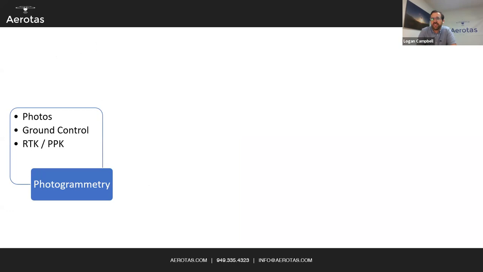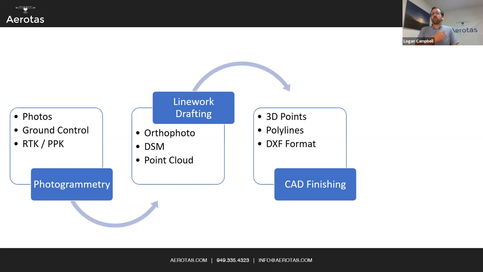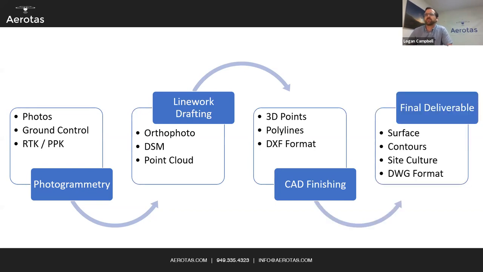So last summary of this: you start with your photos, ground control data, and RTK or PPK data. That last one's optional, but we'll talk about RTK a bunch. And that is the step that then feeds into the photogrammetry step. Photogrammetry has an output of an orthophoto, a digital surface model, and a point cloud, typically. And the output of the next step is typically going to be your 3D points, just XYZ points, a bajillion of them, and polylines, and that's usually in a DXF file format, if you're familiar, but it's basically just points and polylines. And you have to go through CAD finishing to actually get your final deliverable, which is a TIN surface, contours, site features, and that is typically in a DWG format. So it has all of that fun, lovely data that comes together from CAD.